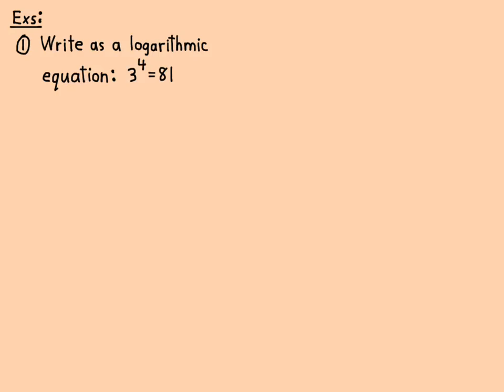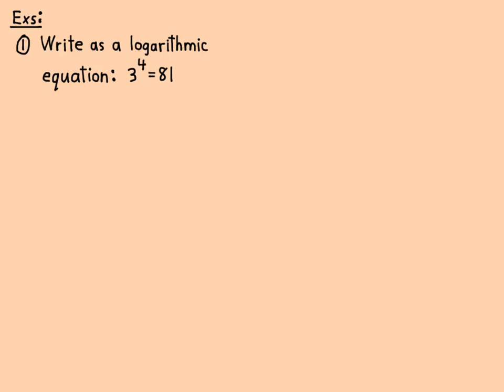So it says, number one here, write as a logarithmic equation, 3 to the 4th equals 81. Now, that's just a true statement. 3 to the 4th is 81. So you're not trying to solve for anything. They just want you to write it in a different form, in a logarithmic form. A logarithmic equation is an equation that has a logarithm in it.